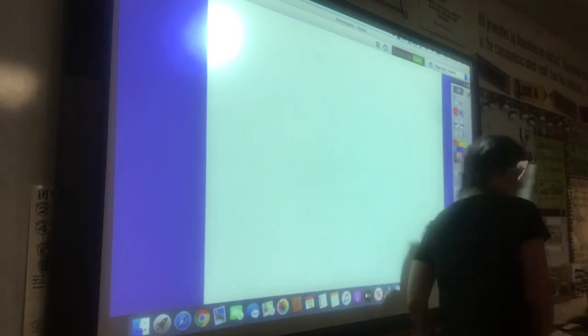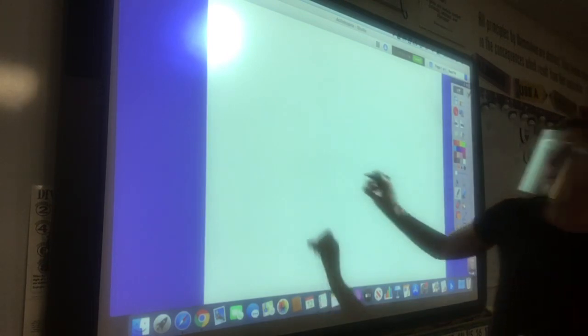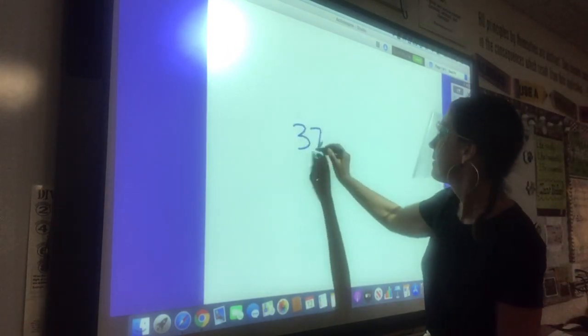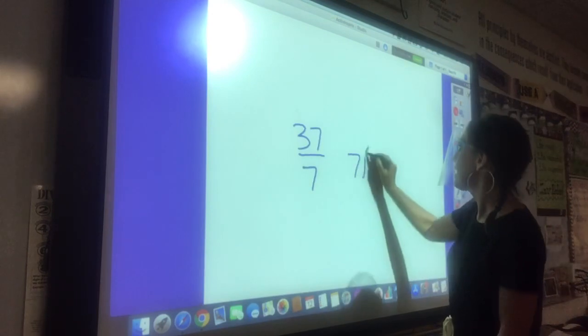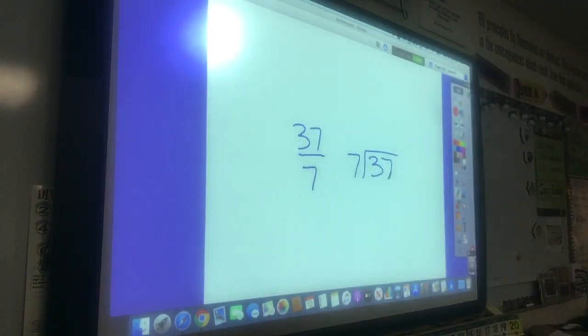Okay, what about 37 sevenths. So we're going to put 7 into 37. So see how many times it goes in, see what the remainder will be, and then remember the remainder goes on the top part of the fraction, the divisor comes underneath it, and that's our answer.